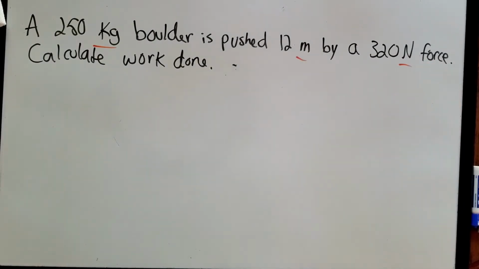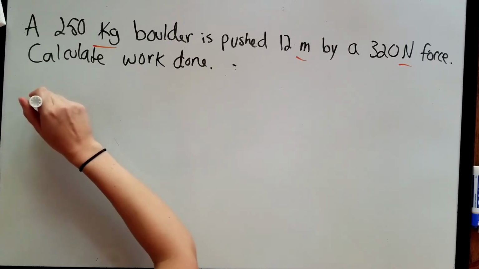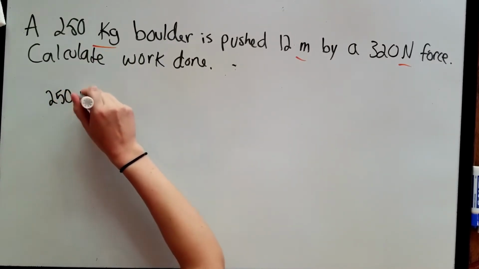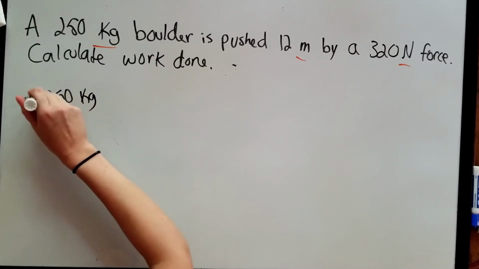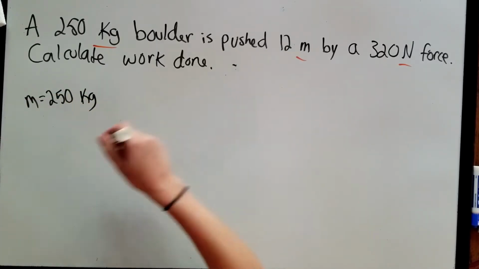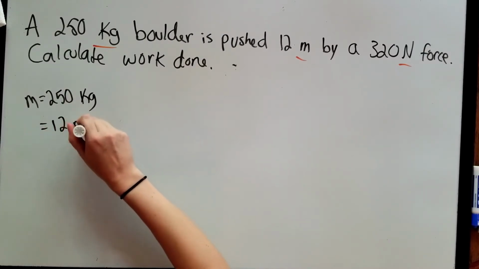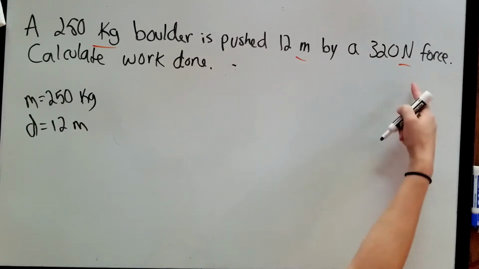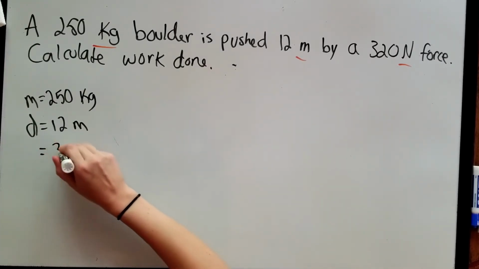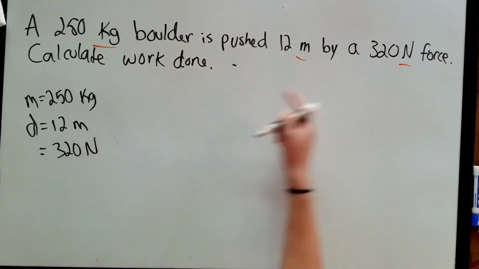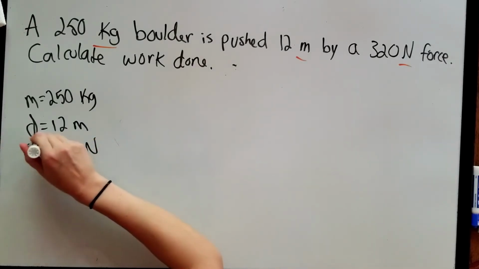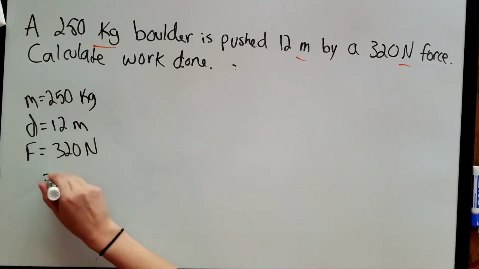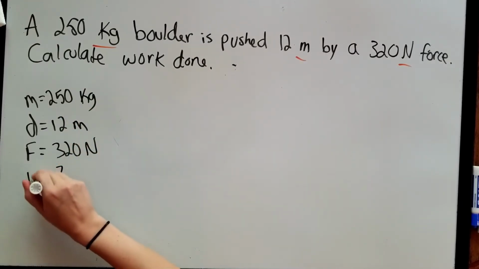All right, so let's make our list of knowns and unknowns. No conversions necessary. This kilograms is what? What letter? M for mass. 12 meters is going to be our distance or height, a D, and then Newtons. Newtons is a force. It even says right there, so F. It's asking us to calculate the work, so our unknown is going to be a W for work.